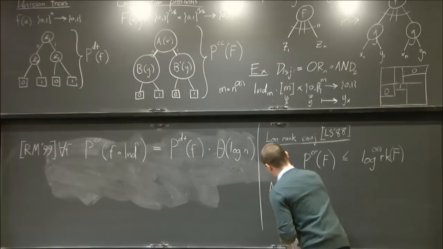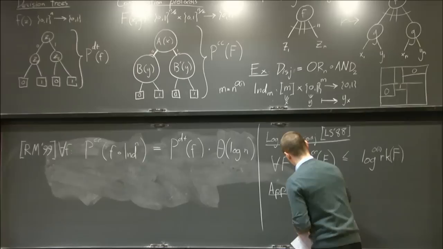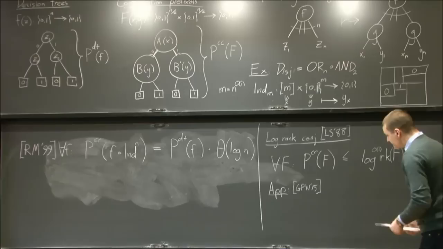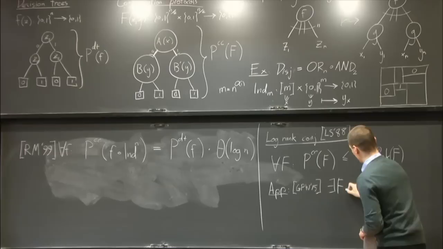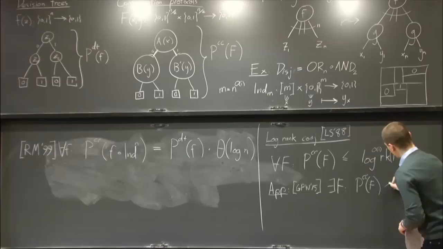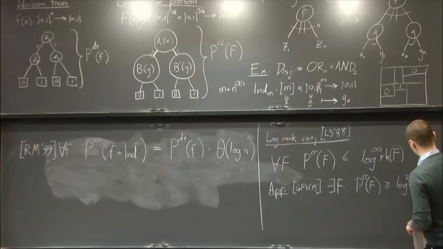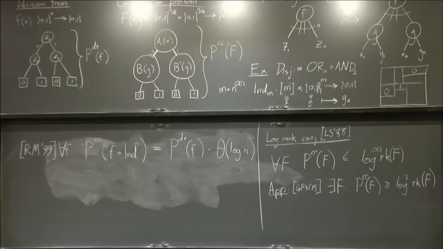So let me say an application, and we did this a few years back. We show an example of capital F where the deterministic communication complexity is at least log squared of the rank. Maybe there are some polylog factors, but this is essentially the best known.